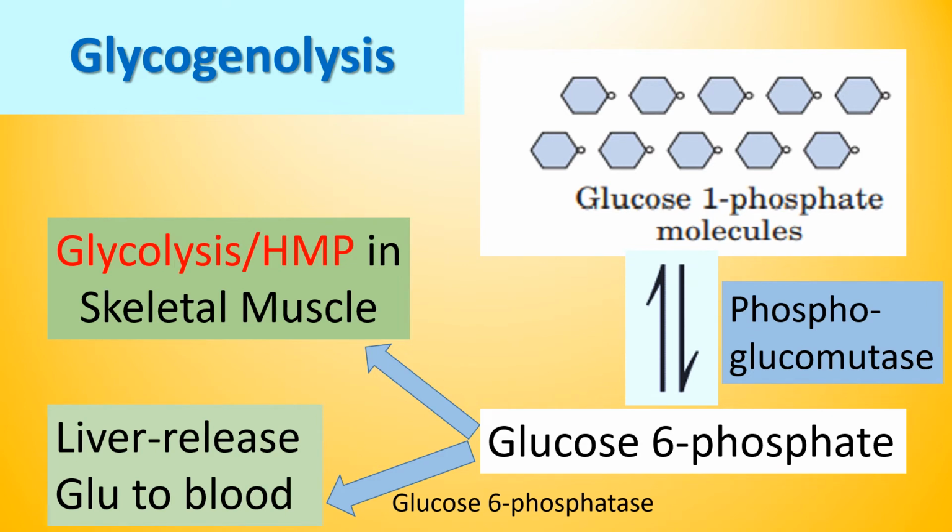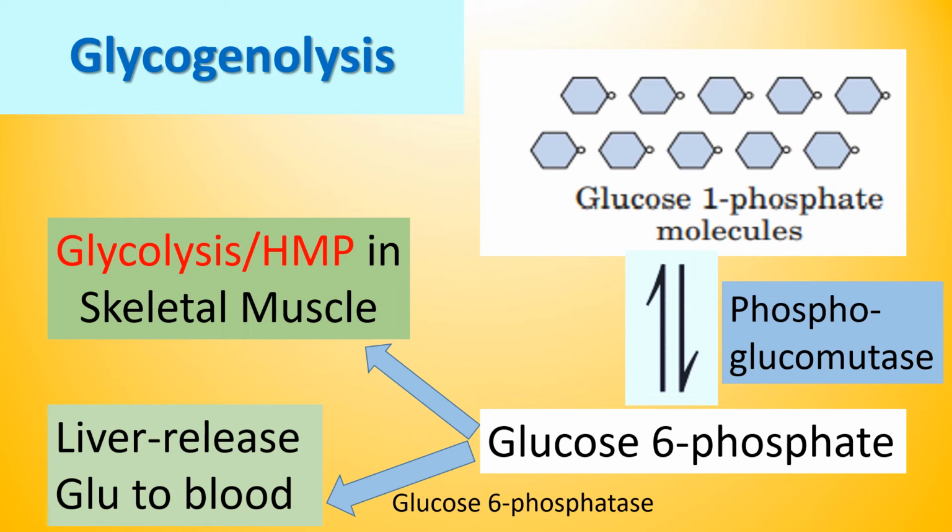This step requires an enzyme, glucose 6-phosphatase. It is present in the liver and kidney but not in other tissues. The reason is that muscle and adipose tissues lack glucose 6-phosphatase activity, so they cannot convert the glucose 6-phosphate formed from glycogen breakdown to glucose, and these tissues therefore do not contribute glucose to the blood.